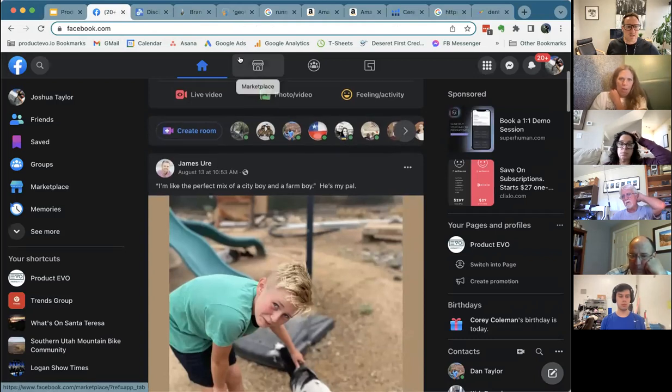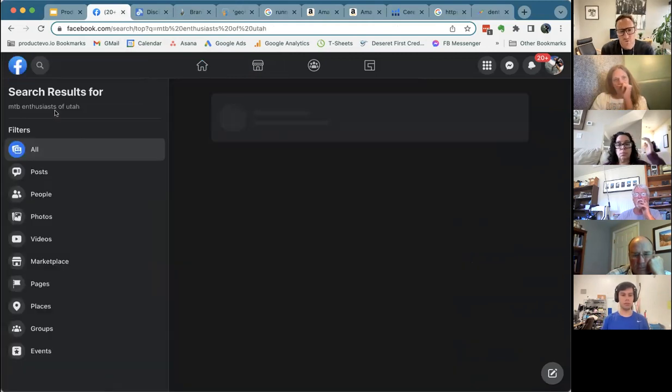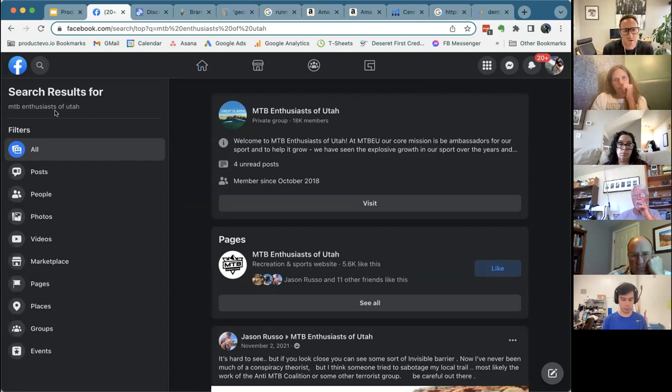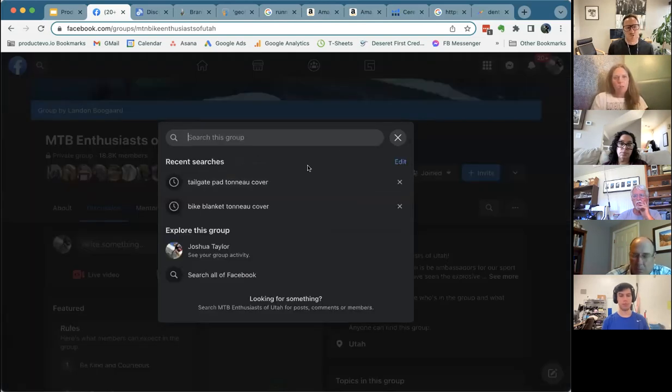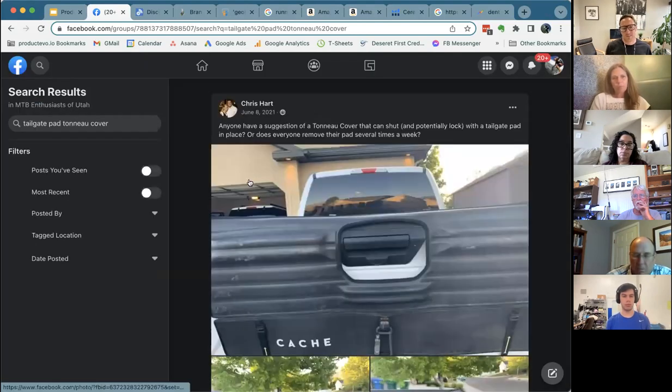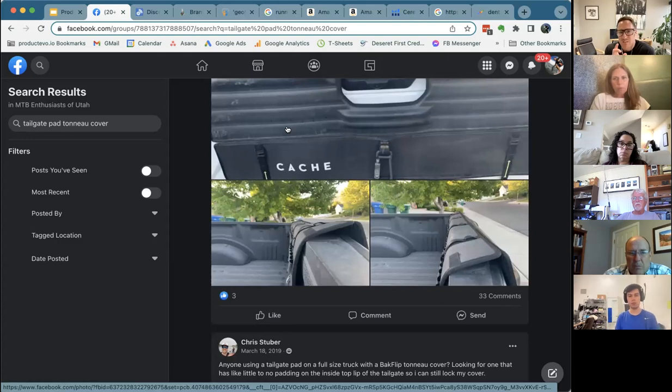So I had a friend that had an idea to do a tailgate pad for mountain biking. He had a tonneau cover on his truck, and he couldn't put the tonneau cover and his mountain bike pad on at the same time. And he was convinced that this was going to be a home run idea. So I said, all right, let's do some digging. The first thing I did is I went to a niche community that I'm aware of, Mountain Bike Enthusiasts of Utah. Once you get into that niche community, which is a pretty large community, I just searched tailgate pad, tonneau cover. And sure enough, we can start to dig into what people are saying and asking to figure out if he alone has this problem or if there are other people that have this problem. And then to Jill's point, what we're looking for is workarounds.